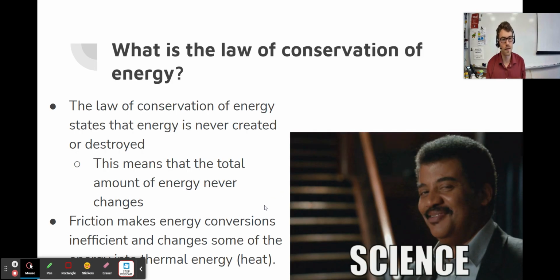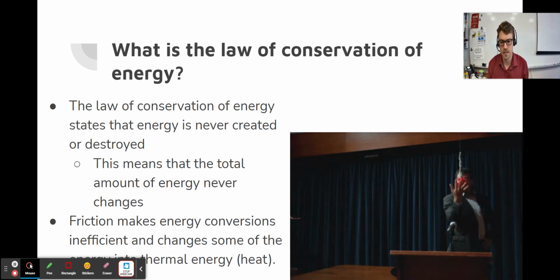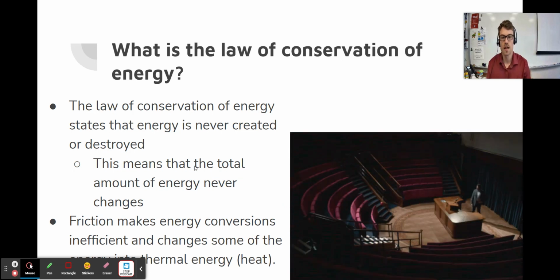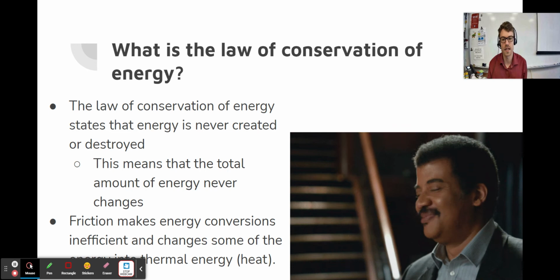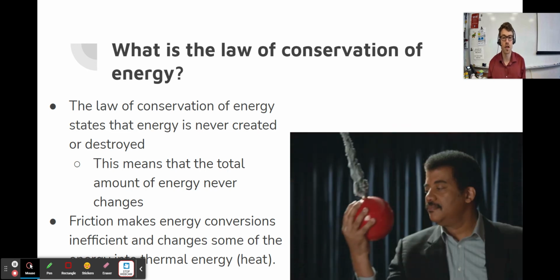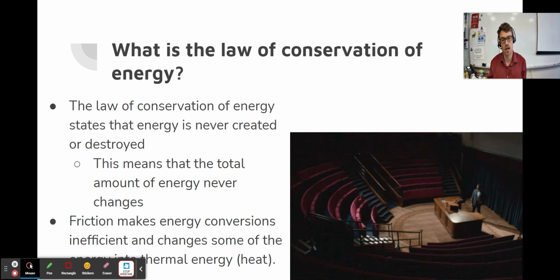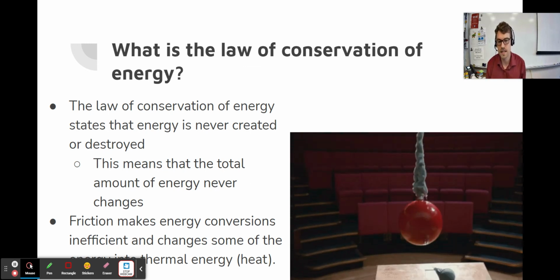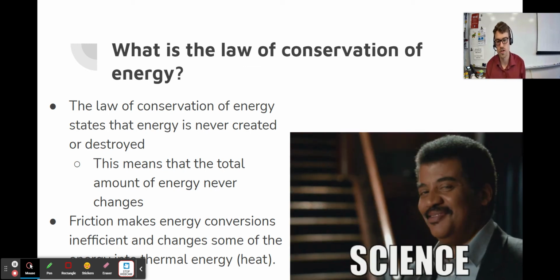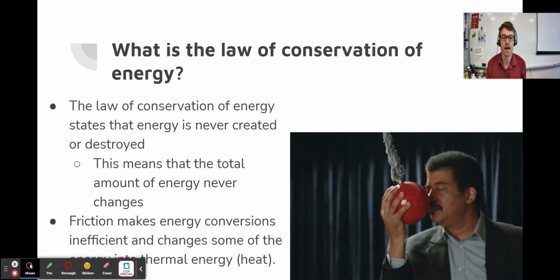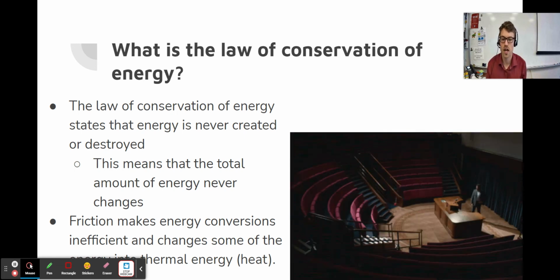So what is the law of conservation of energy? All right, this is our last big concept we're going to talk about. The law of conservation of energy states that energy is never created or destroyed. And you may remember the law of conservation of matter, which basically says the same thing, right? So the law of conservation of energy states that it can never be created nor destroyed. What this means is that the total amount of energy never changes.